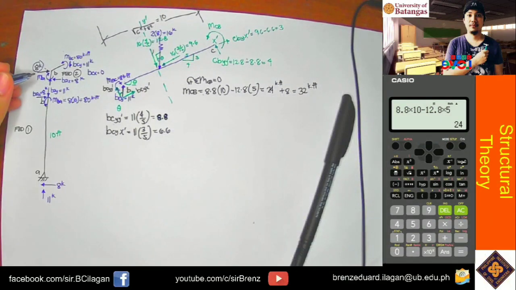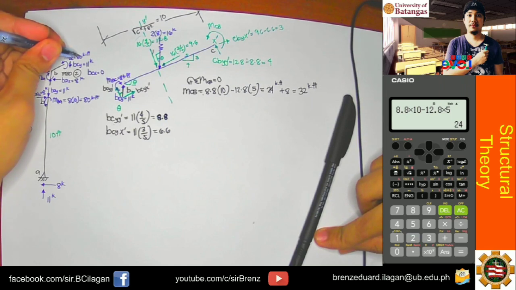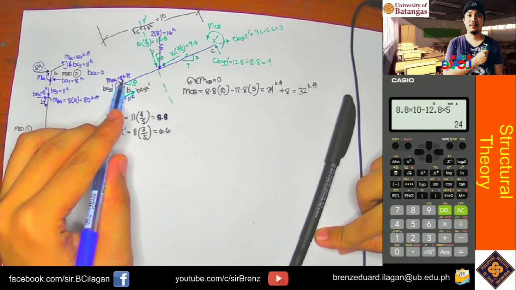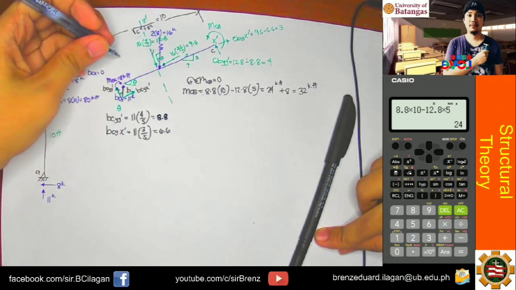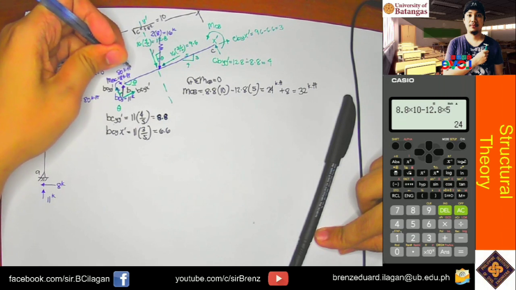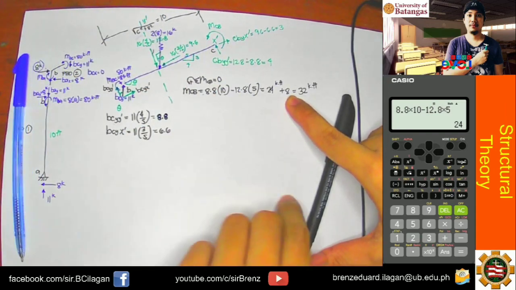Okay guys, check nyo mabuti pag naglilipat kayo ng value. Kung mapansin nyo dito, yung MBC mo is 80 kips fit. Pagdating natin dito, naging 8 kips na lang siya. So nagkamali tayo ng paglilipat. So this is 80 kips. So ito, plus 80.